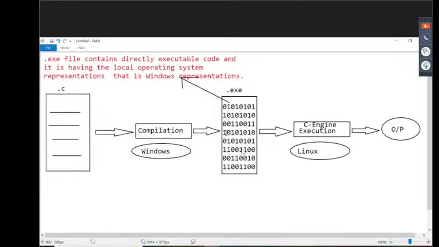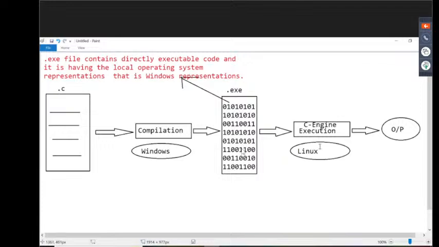In some other operating system, backward slashes are supported. Understand it or not? So definitely from one operating system to another operating system, internal data representations are varied. Please remember this point clearly. Now the point is what? The .exe file contains directly executable code, and it has the local operating system representations. That is what their Windows representations.